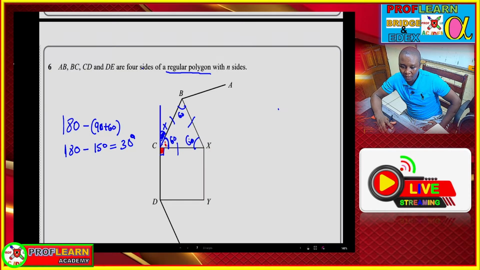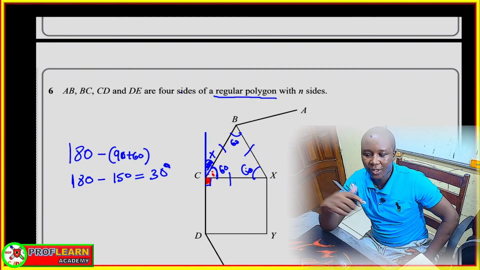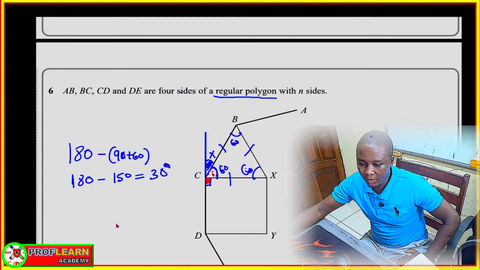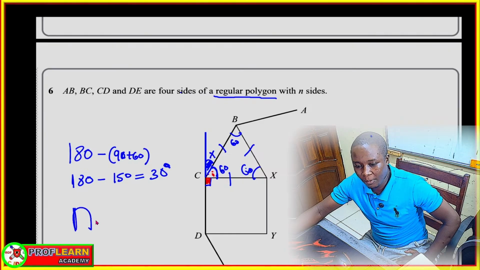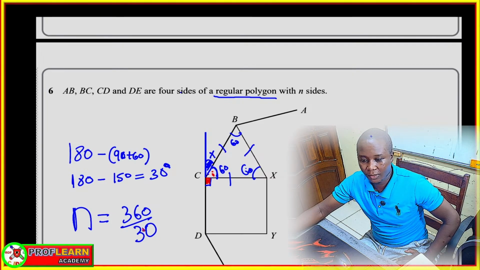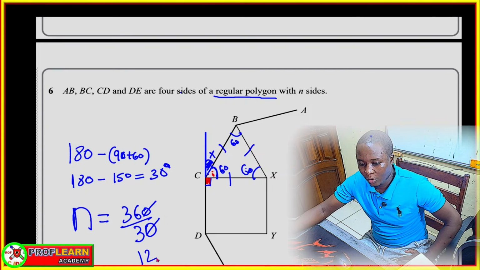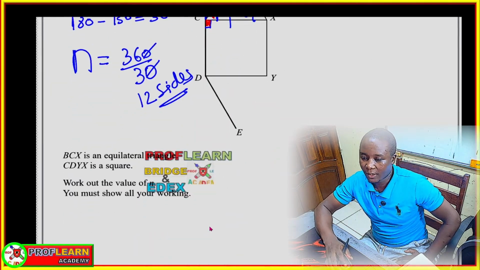But now you have to remember also that the number of sides is equal to 360 divided by the exterior angle. So you use that relation and say n, which is the number of sides, is 360 divided by the exterior angle, and we have found the exterior angle to be 30 degrees. If you simplify this, you get your answer being 12 sides, so n is 12.